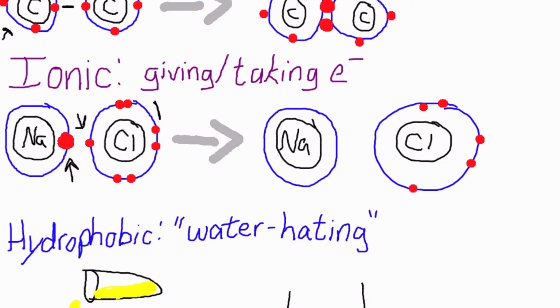Note that for these diagrams, only the valence shell is shown. So the sodium, the valence shell will have nothing in it, and the chlorine will have the full 8 electrons for the valence shell.